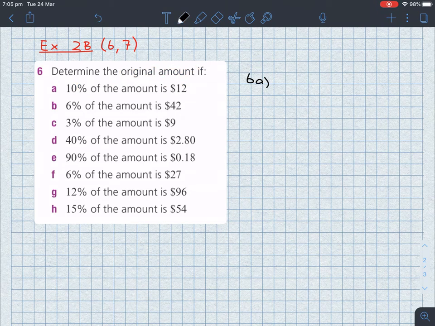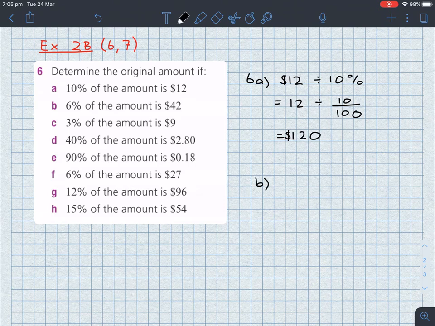So I'm going to show you just using the shortcut. So if what we have is $12, I'm just going to divide that by 10%. So what I'm writing in my calculator is 12 divided by 10 out of 100. And our calculator tells us that that is 120. Now the question had a dollar sign, so we put a dollar sign in front.